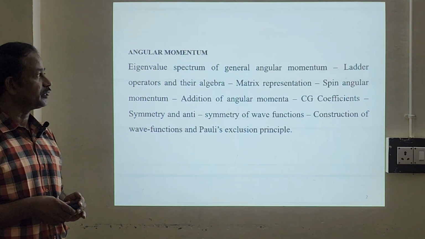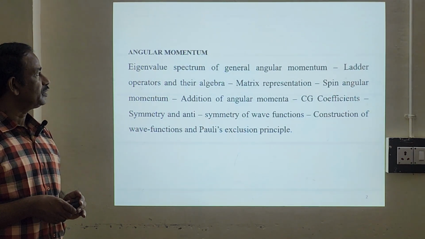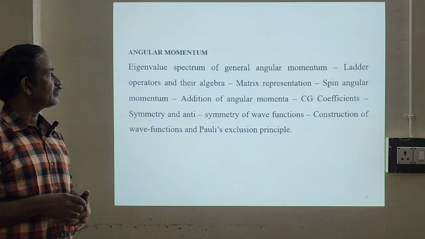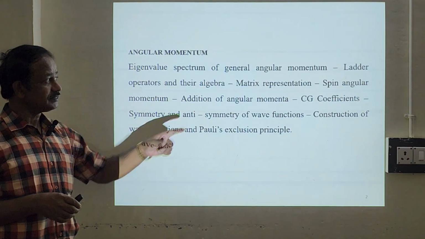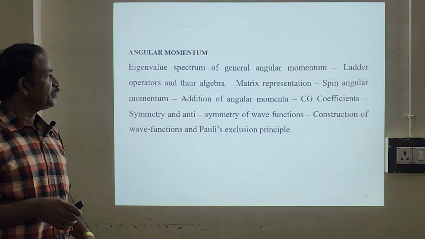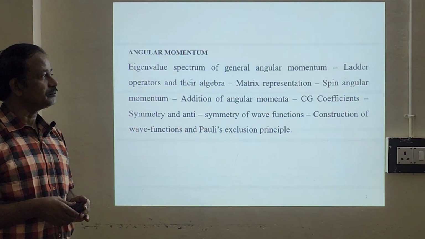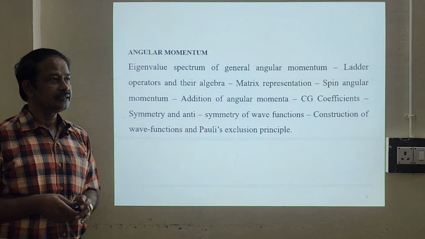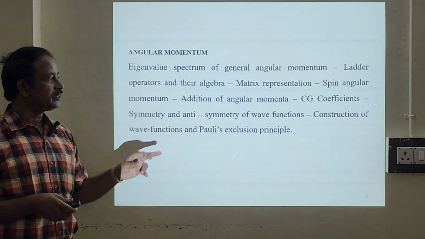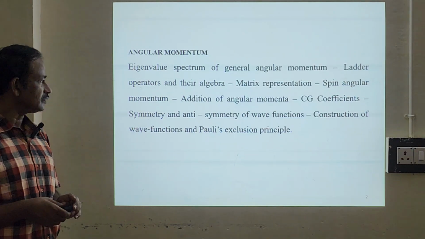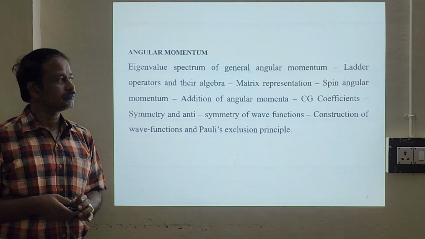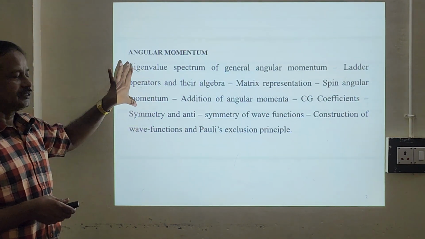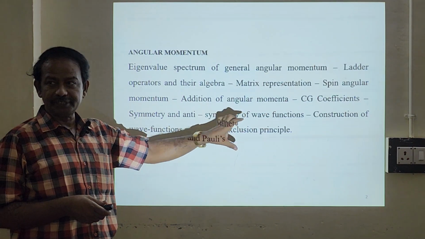We have a syllabus of angular momentum, which goes with the eigenvalue spectrum of general angular momentum, which we are going to discuss today, and ladder operators and their algebra, matrix representation of angular momentum, spin angular momentum, addition of angular momentum, Clebsch-Gordan coefficients. Okay, so CG stands for Clebsch-Gordan coefficients, symmetry and antisymmetry of wave functions, construction of wave functions, and Pauli's exclusion principle. This syllabus has been divided into two parts. One is about angular momentum, another one is about symmetry.